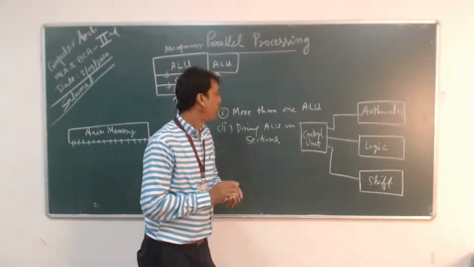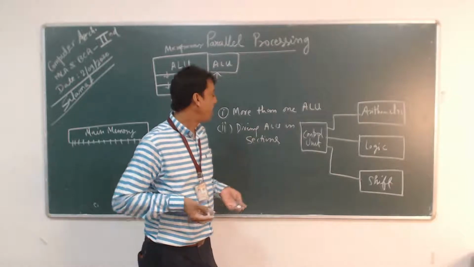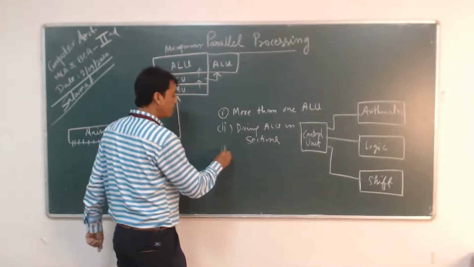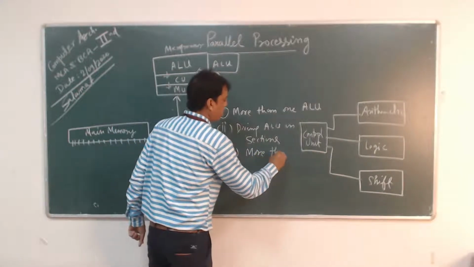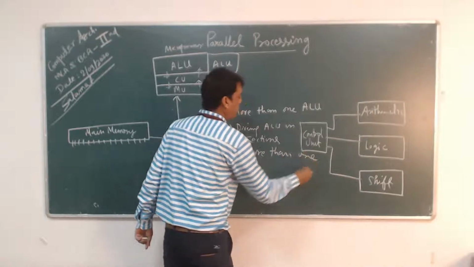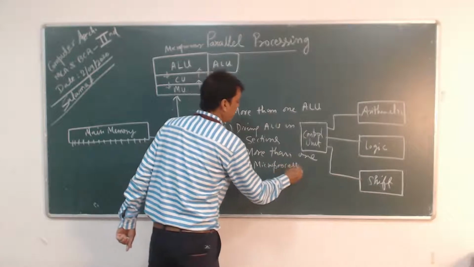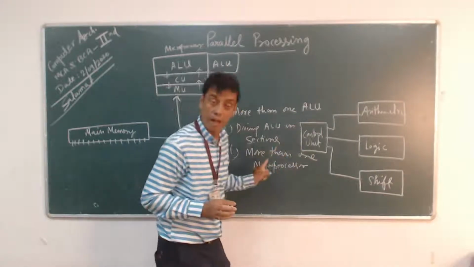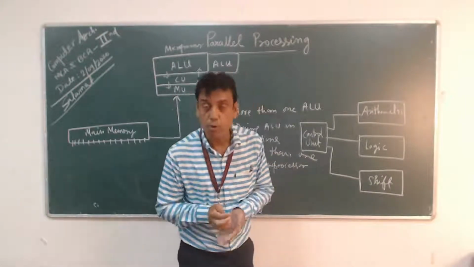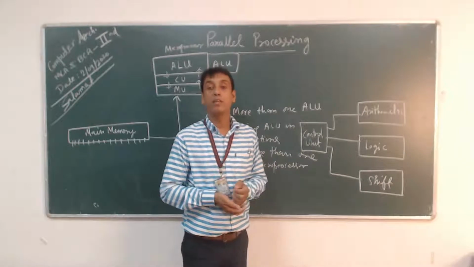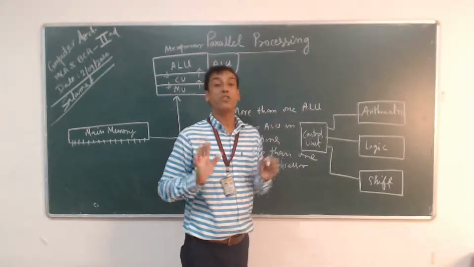So how many possibilities have turned up? First, more than one ALU. Second, dividing ALU in various sections. Third, more than one microprocessor. I repeat, more than one microprocessor. We have the possibility that a motherboard can be designed to hold more than one microprocessor.